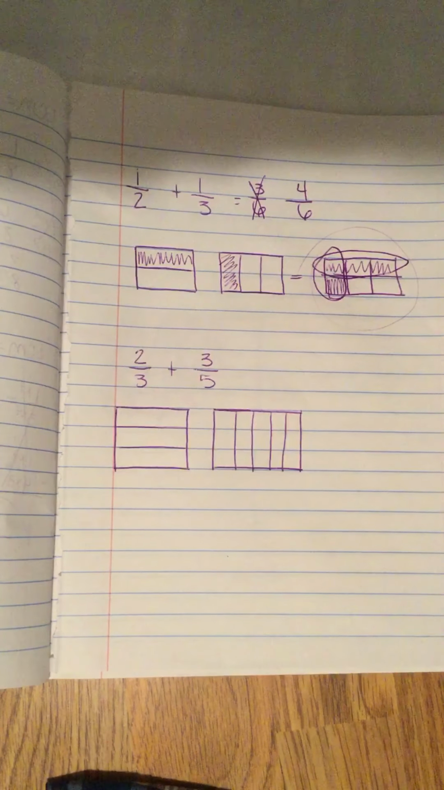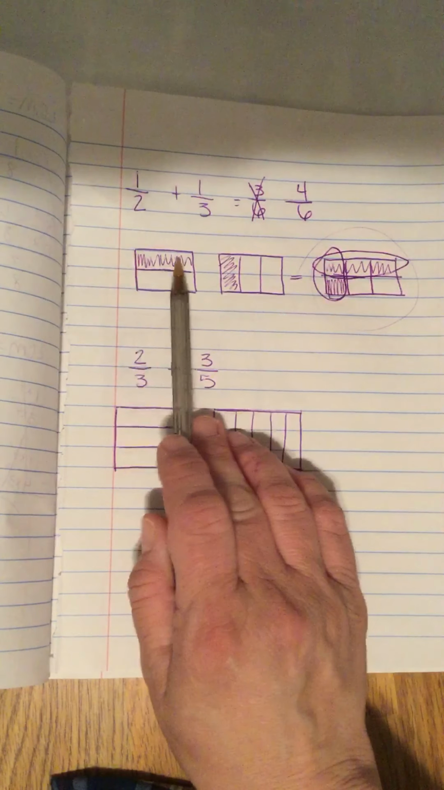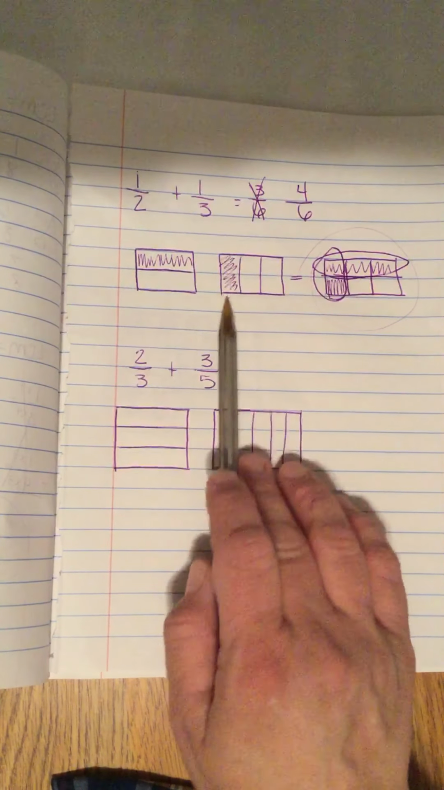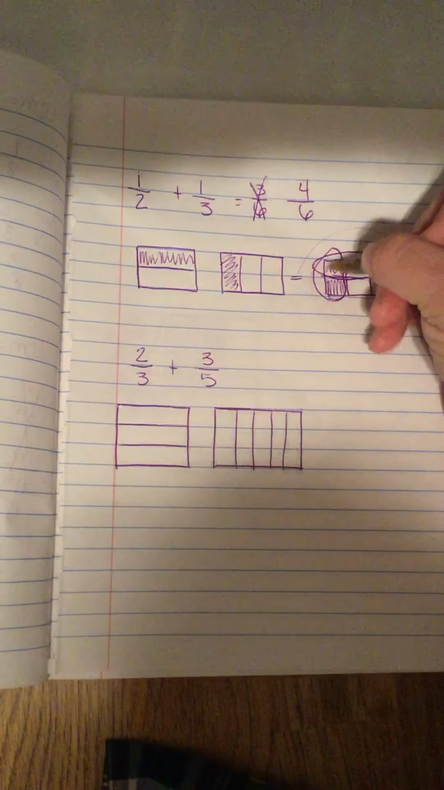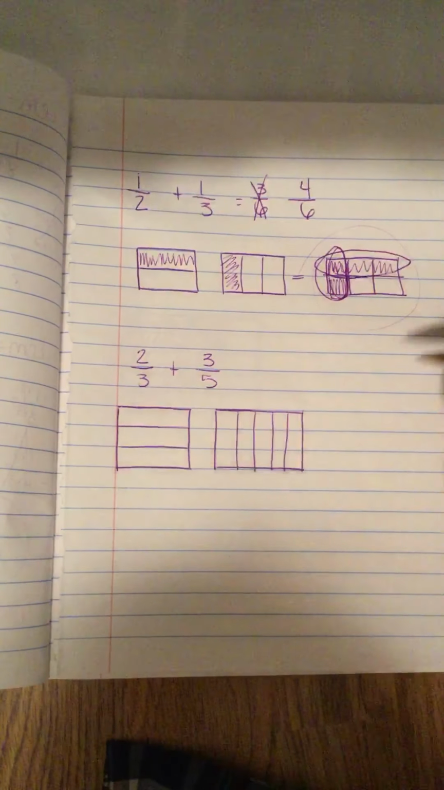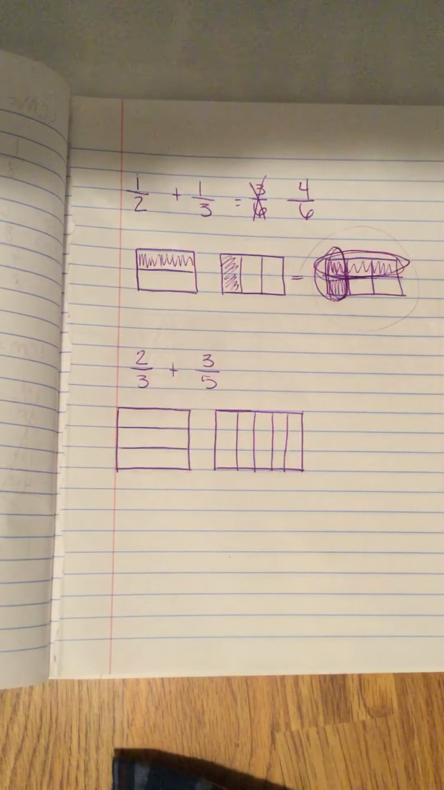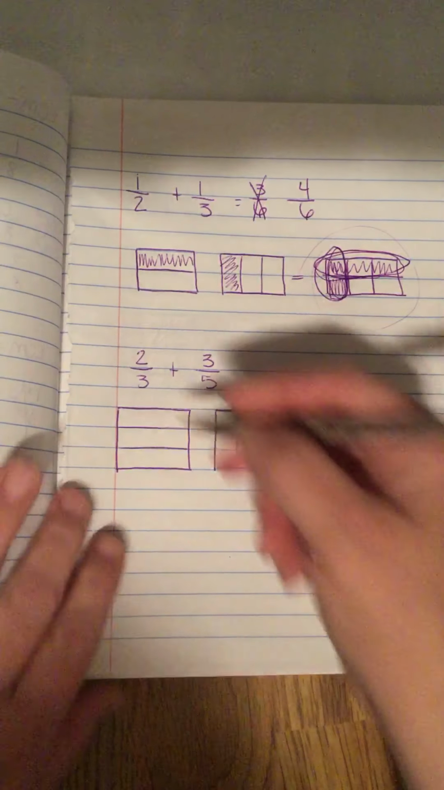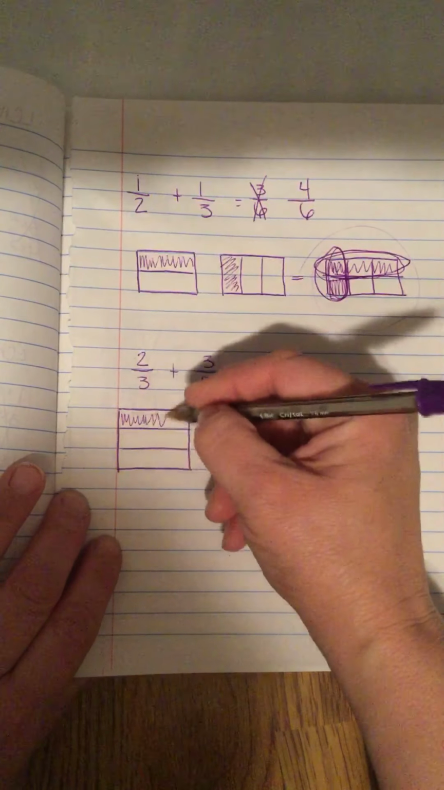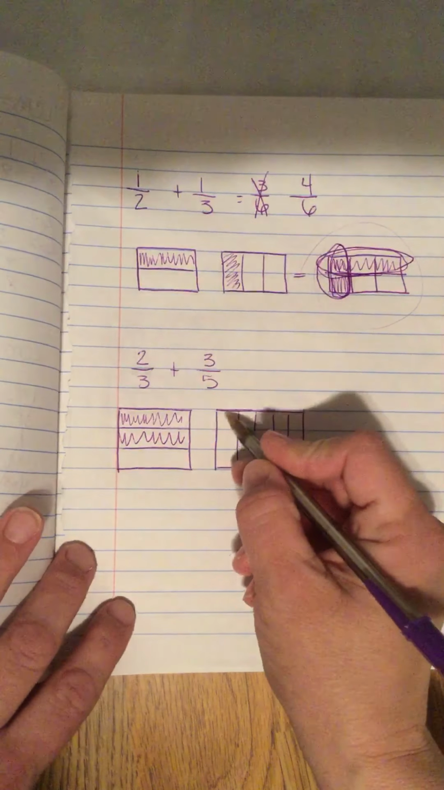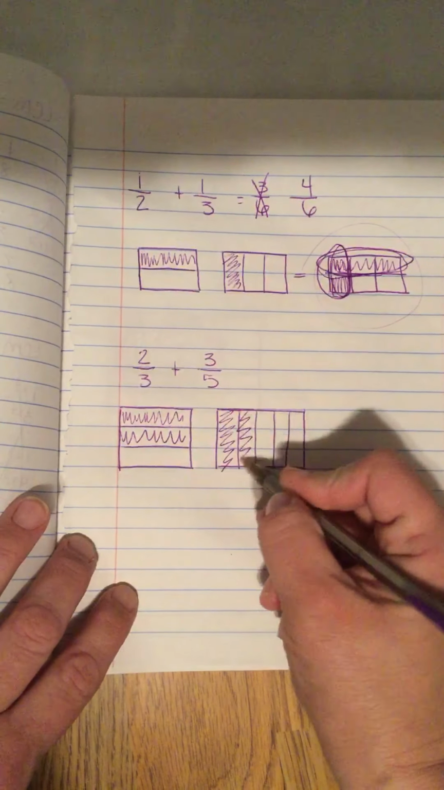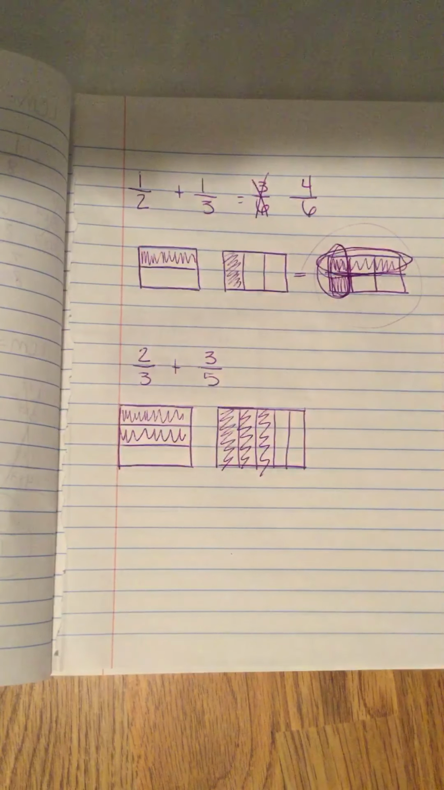You can't just do one part of the picture. Okay, I did a half, but I also had to do a third. Just because I drew the lines didn't mean that I don't have to color it in. So I have 1/3 shaded and I have 1/2 shaded. And altogether there are 4 shaded out of the 6 total models. Okay, 2/3 plus 3/5. So here's my 2/3 shaded. And now here is my 1, 2, 3 out of 5 shaded.